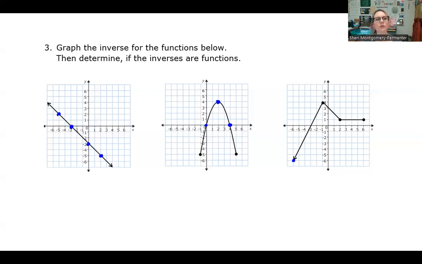So write down the two endpoints. We've got one that's at -1, -5. Okay, now flip it. So that's gonna be at -5, -1.